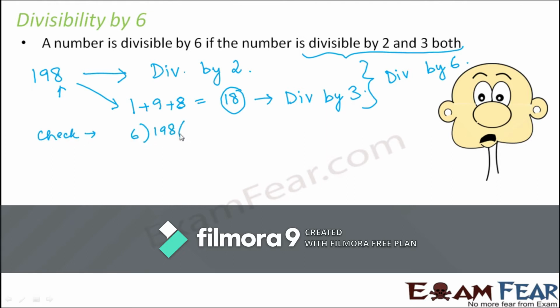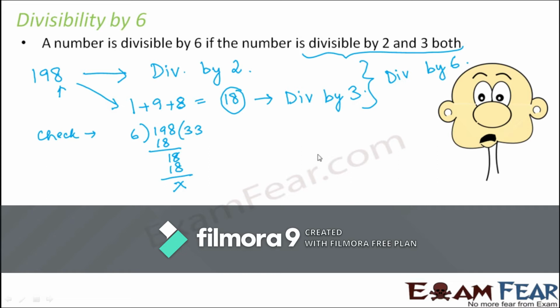So we will divide 198 by 6. So this is 6 3s are 18 and then 6 3s are 18 again. So you see it exactly divides. 198 is exactly divisible by 6.